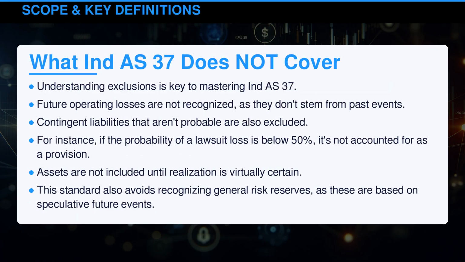Understanding exclusions is key to mastering Indian Accounting Standard 37. Future operating losses are not recognized, as they don't stem from past events. Contingent liabilities that are probable are also excluded. For instance, if the probability of a lawsuit loss is below 50%, it's not accounted for as a provision. Assets are not included until realization is virtually certain. This standard also avoids recognizing general risk reserves, as these are based on speculative future events.